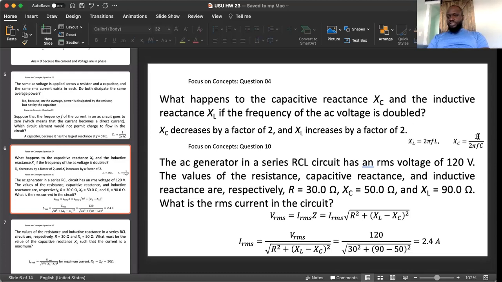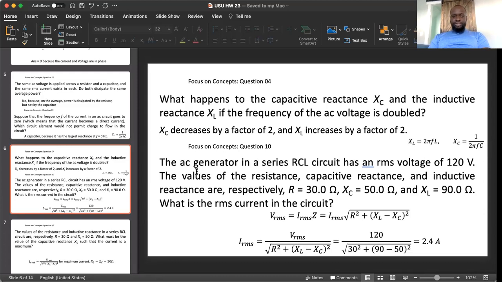And the capacitive reactance is 1 over 2 pi FC. So when you double the frequency, you have half of what you're supposed to get for the capacitive. So the XC decreases by a factor of 2 and XL increases by a factor of 2. Just from these two formulas, this is inductive reactance and this is capacitive reactance.